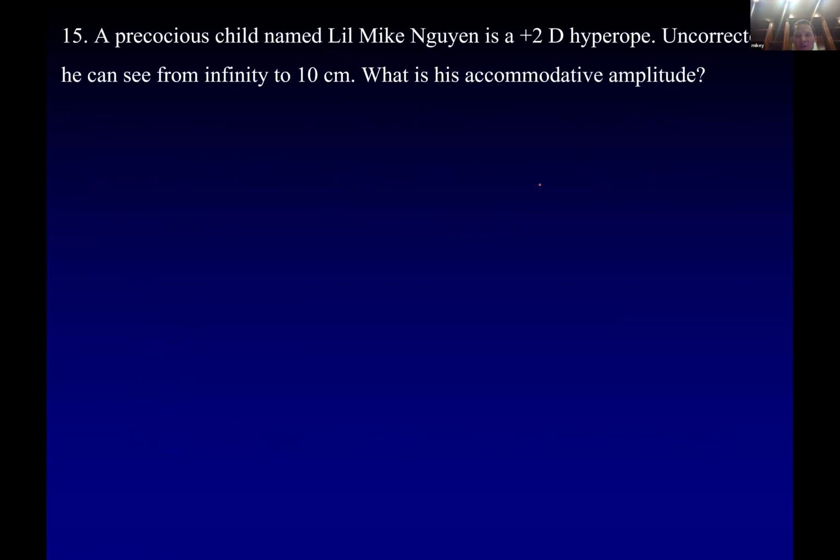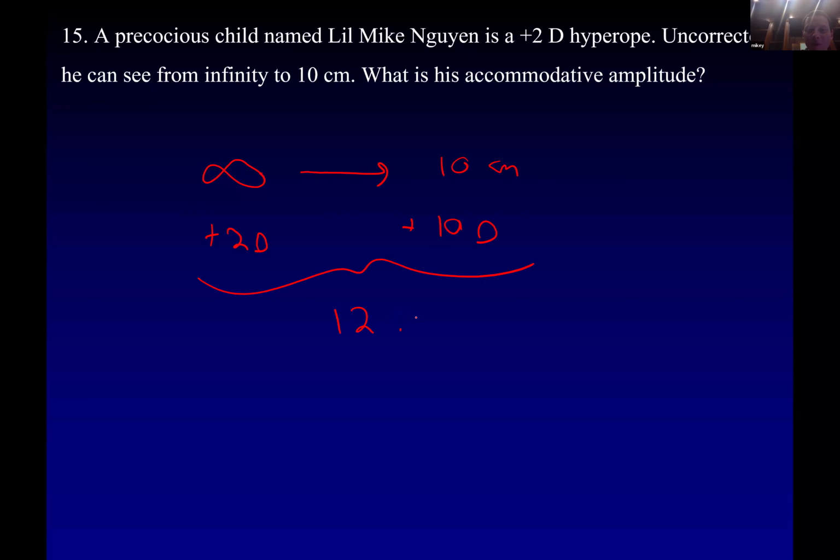In this case, though, I gave you the refraction, he's +2. And so when you're calculating accommodative amplitude, you have to know how much can they change the diopters in their eye. So at infinity, he has to use 2 diopters just to see to infinity, because he's a hyperope. And then he needs another 10 diopters to get to 10 centimeters. And so in total, his accommodative amplitude is 12 diopters.